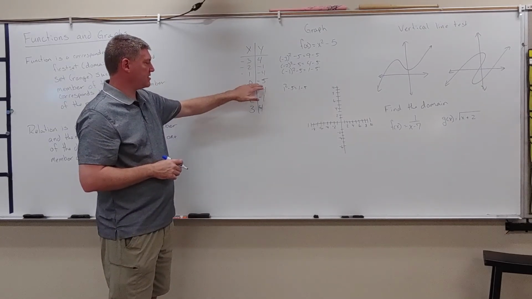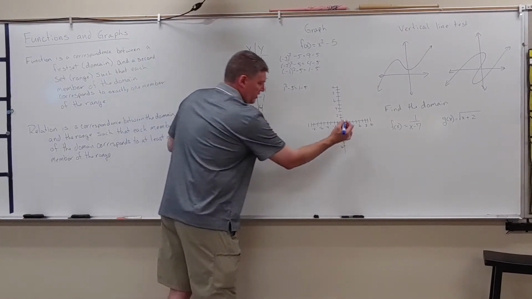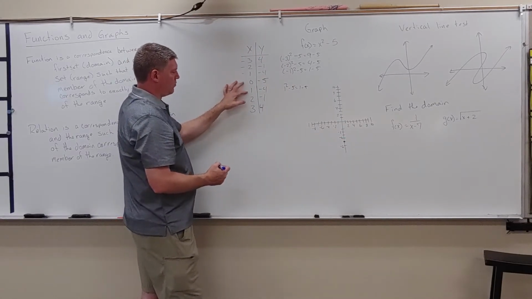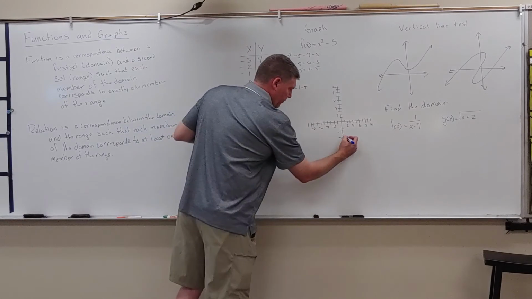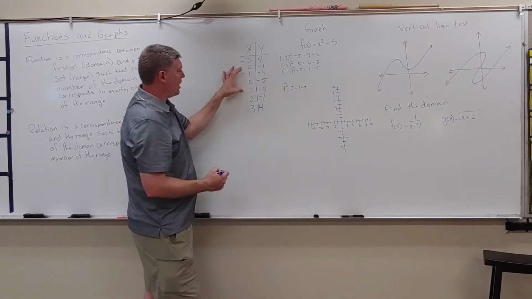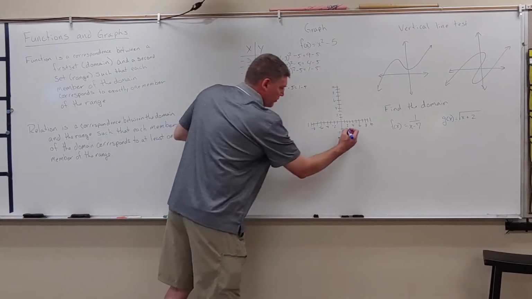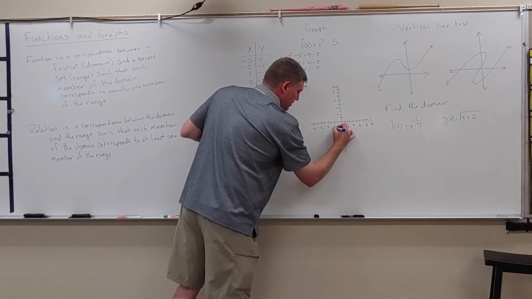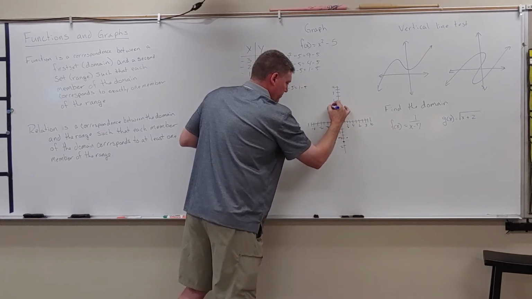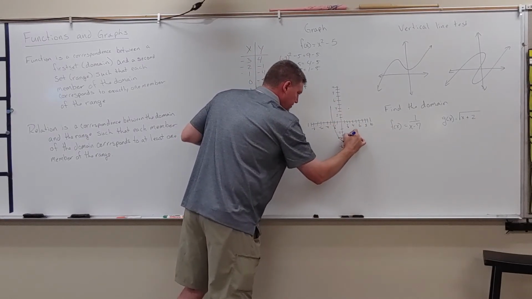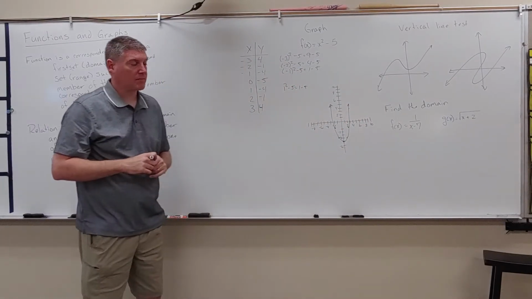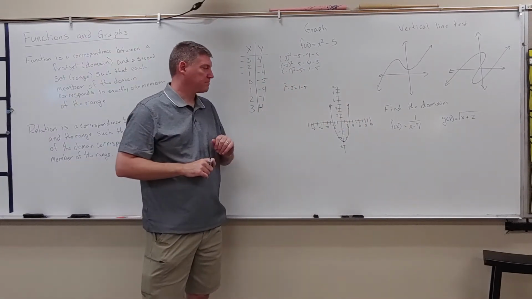Okay, this is my vertex here, so at 0 and -5, I have my vertex. 1 and -1 both go to -4. -2 and +2 both go to -1. And then 3 goes to 4, and -3 goes to 4. And I'm going to link all these dots together to form my parabola. Okay, so this is a function.